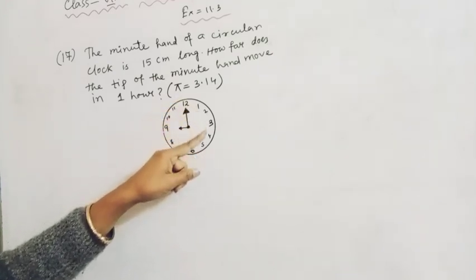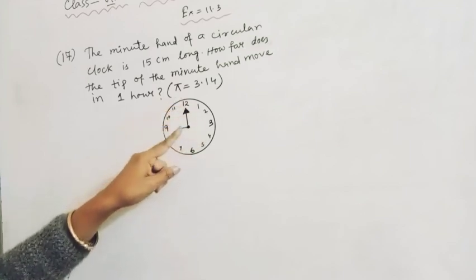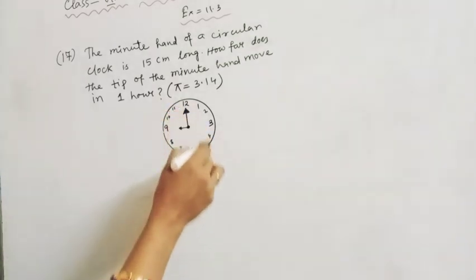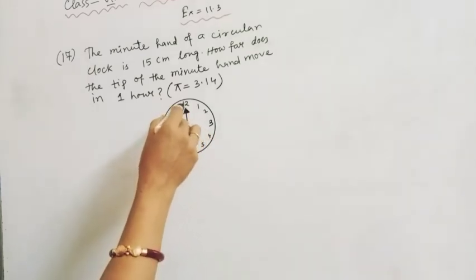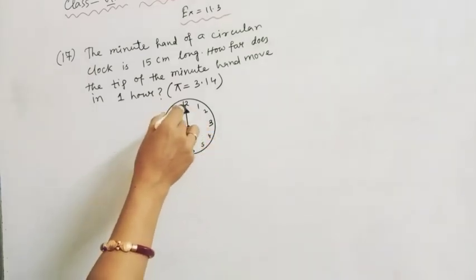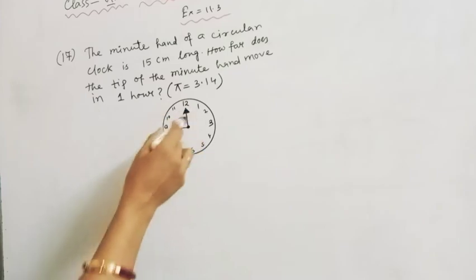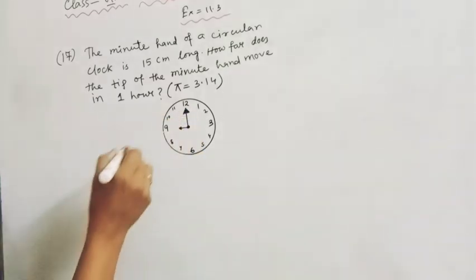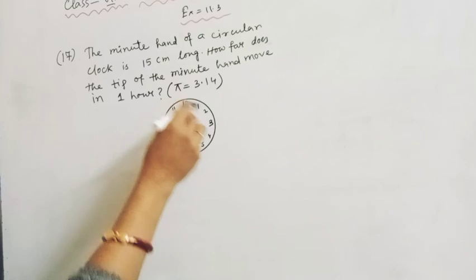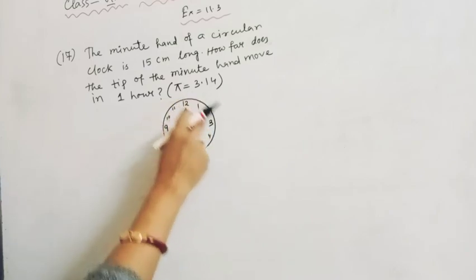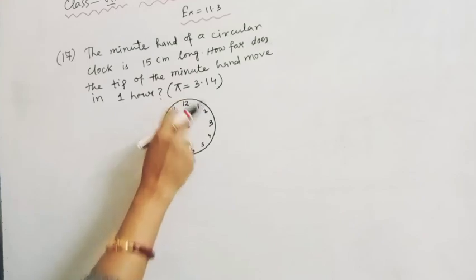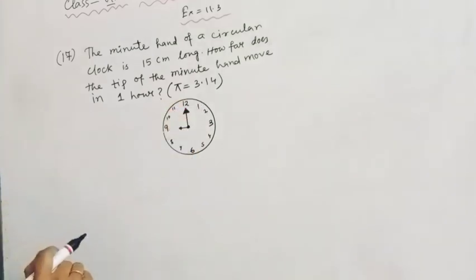Each part is 5 minutes. So 5 into 12, 60 minutes. In 60 minutes, the minute hand will complete one rotation, one circulation of this circular path. So in one rotation, the minute hand will cover the distance of the complete circumference in 1 hour.